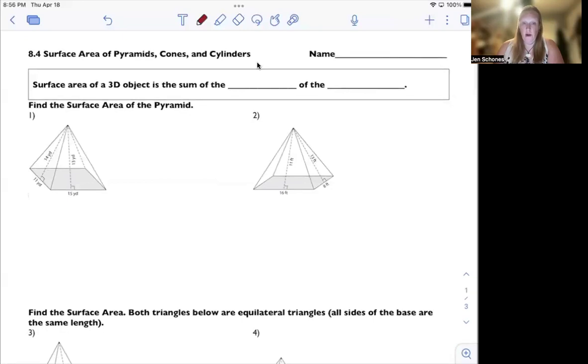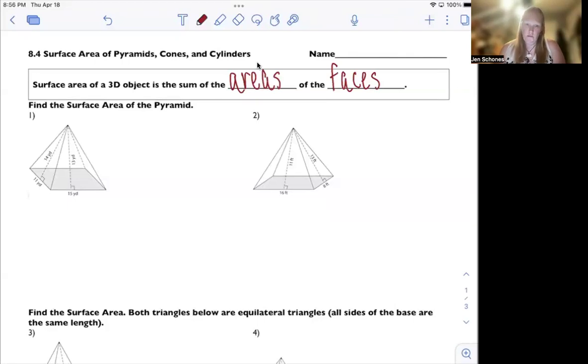In these problems, they've actually helped us a little bit by shading the base, which is nice. Then we just have to distinguish what the sides are, how many there are, and if any are the same. As a friendly reminder, the surface area of a 3D object is the sum of the areas of the faces. So again, we find the area of each face and add them up.